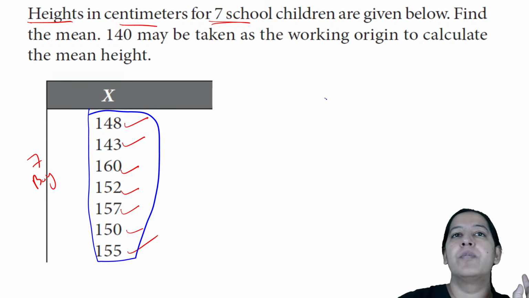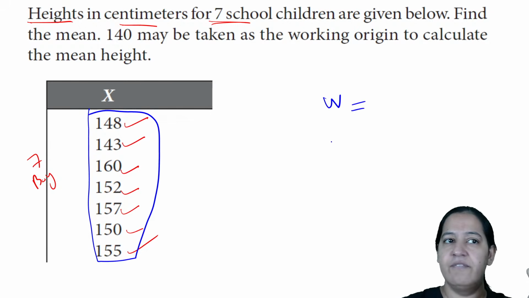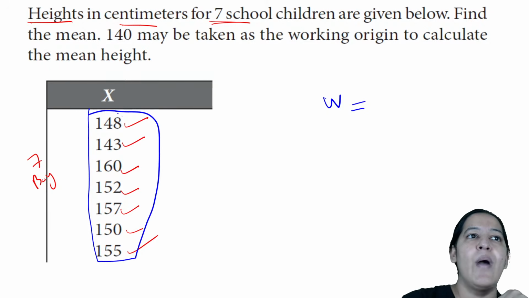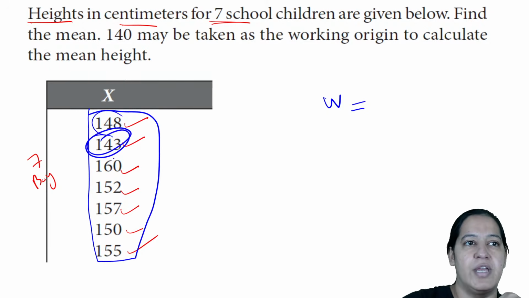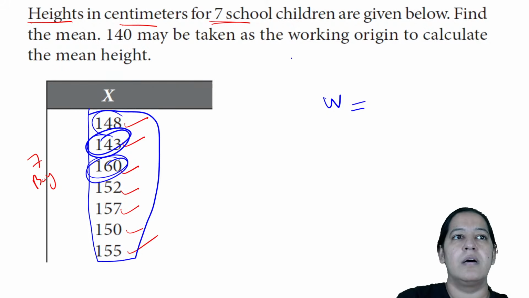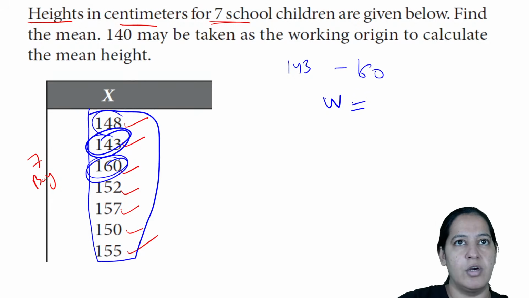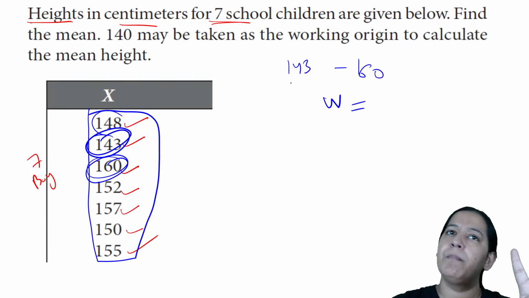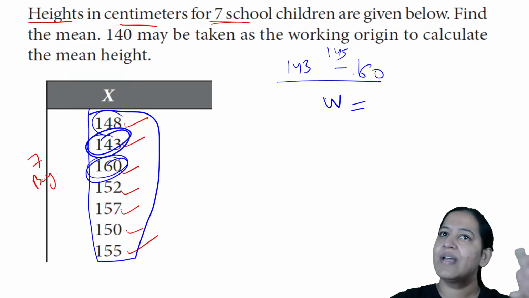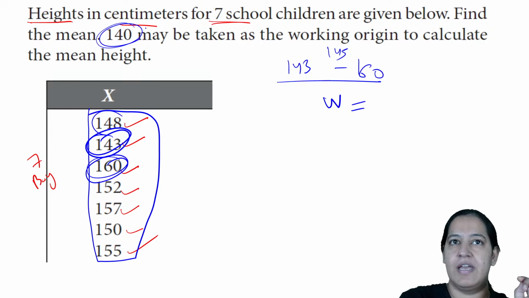Take an assumed mean, which is not the actual mean, which lies in between. So what is the minimum value here? I can see 143. And what is the maximum value I can see here? 160. So I will take something between 143 and 160. Is there anything smaller than 143? No. You can take any assumed mean around that range. You can take 145 also. You can take any. Here I have taken 140.